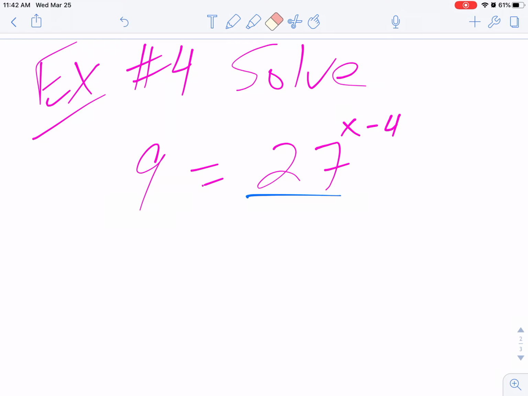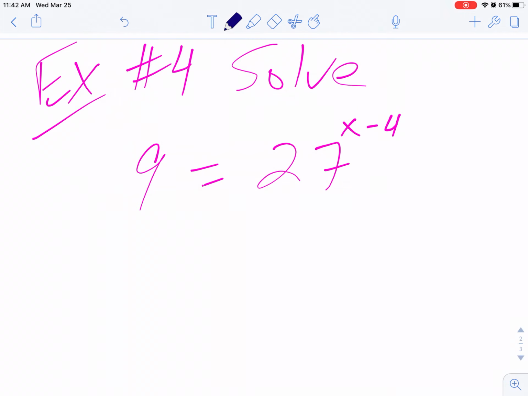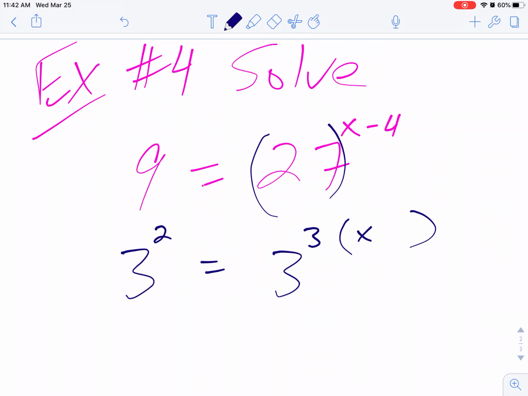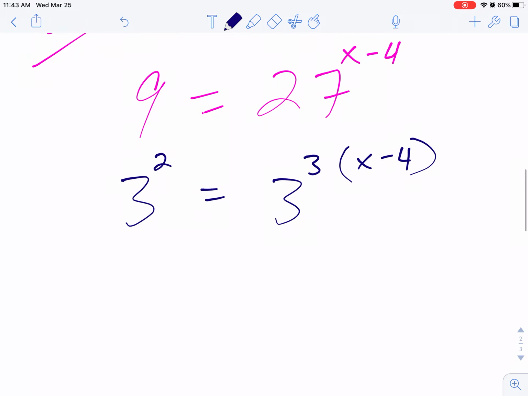So the challenge really is that you remember that those are both powers of 3. 9 is the same as 3 squared. 27 is the same as 3 to the 3rd. And you leave that x minus 4 up there. Now if you don't remember that, don't stress out too much. You can use a calculator, and I'll show you the process to avoid that if you wish to.